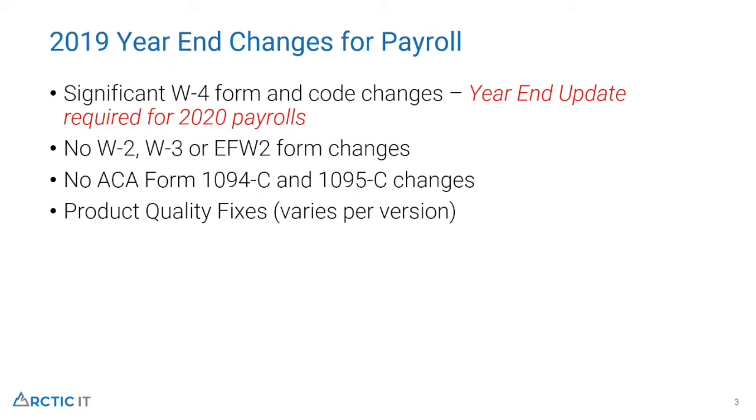Fortunately, there are no W-2, W-3, electronic federal W-2, or ACA form changes for 2019. That means that you can basically use the same forms as you did last year for printing. And finally, there are a number of payroll fixes and enhancements for GP supported versions, which essentially means GP 2015 or higher. The functionality varies per version, and again, a link to the Microsoft blog detailing these changes is on our year-end site.